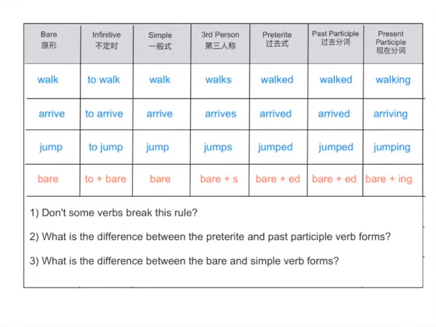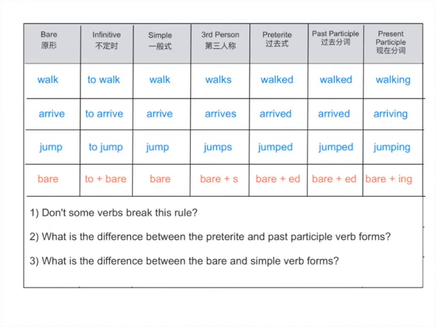Welcome back. In the previous video, I gave you the bare forms of three common verbs. So we have walk, arrive, and jump. And we turned those bare forms into the other six forms. Walk to walk, walk, walks, walked, walked, walking. Arrive to arrive, arrive, arrives, arrived, arrived, arriving. Jump to jump, jump, jumps, jumped, jumped, jumping. I've rewritten those a little more neatly this time in this table here in blue.